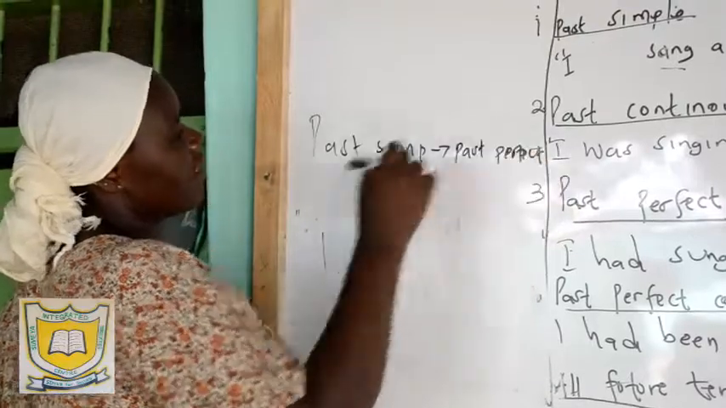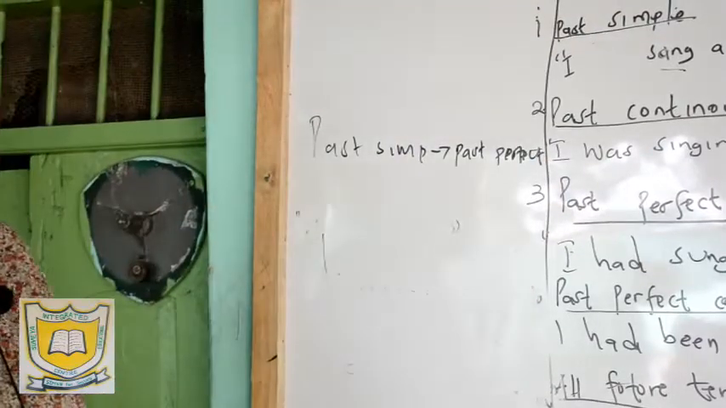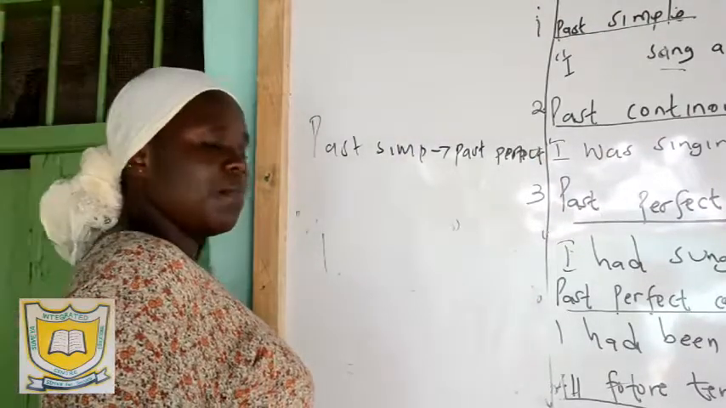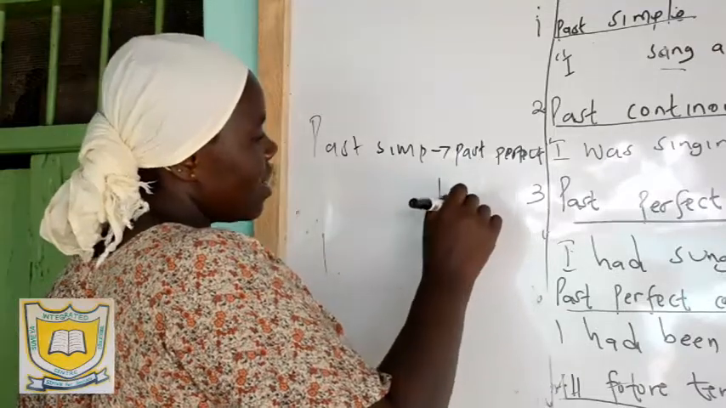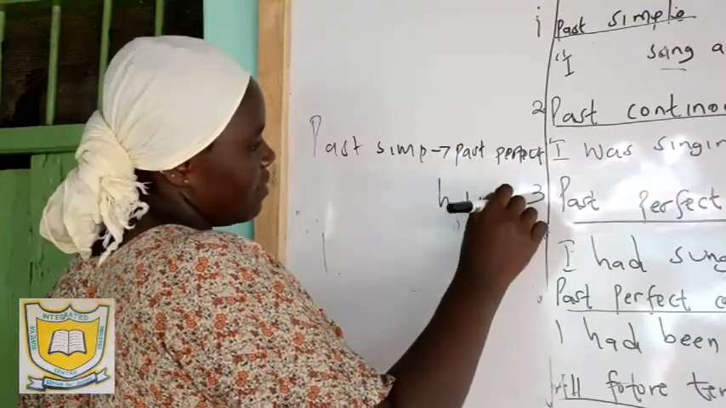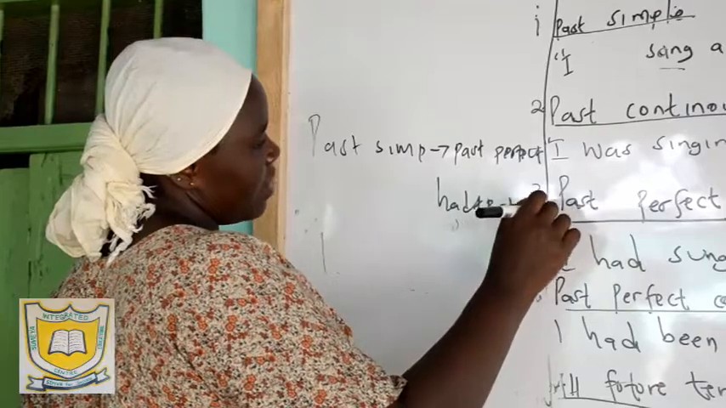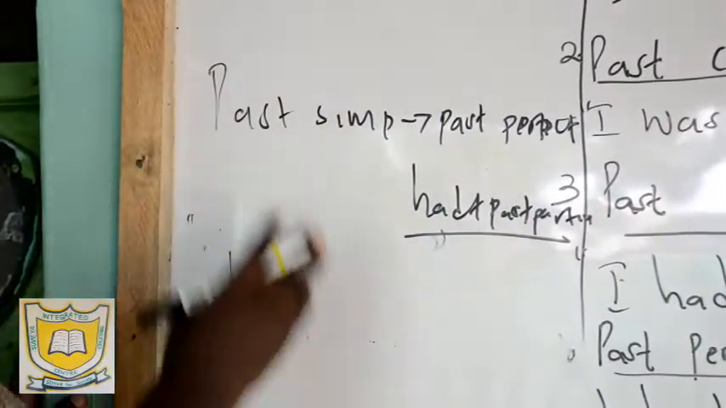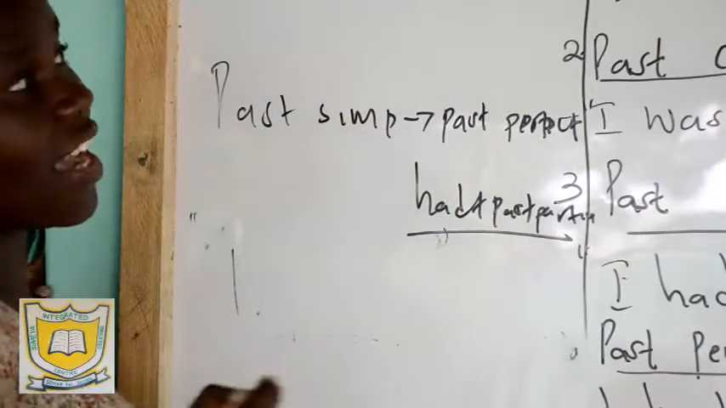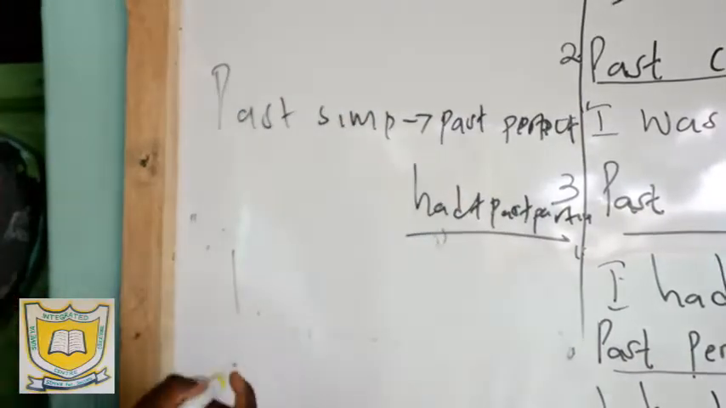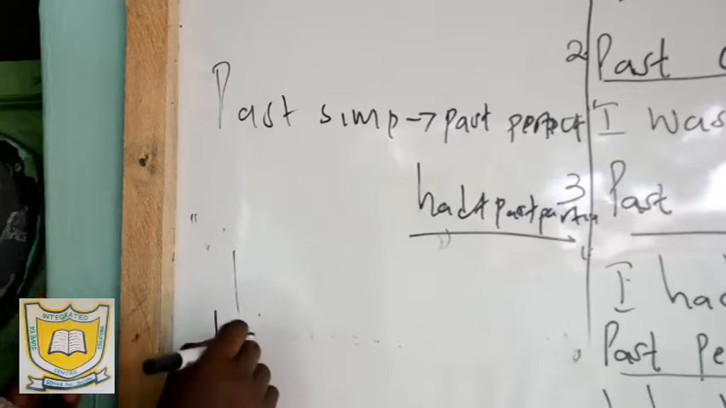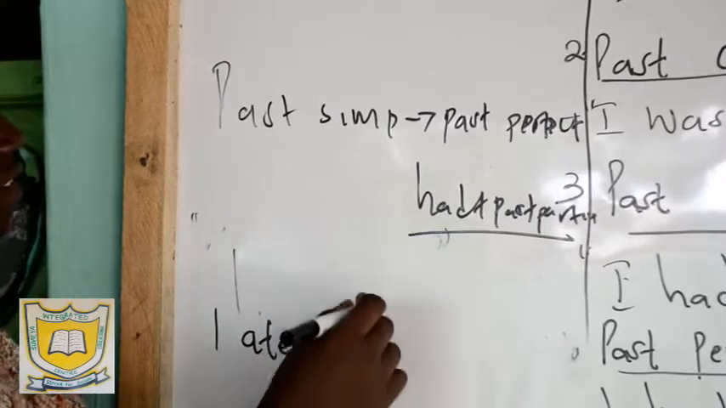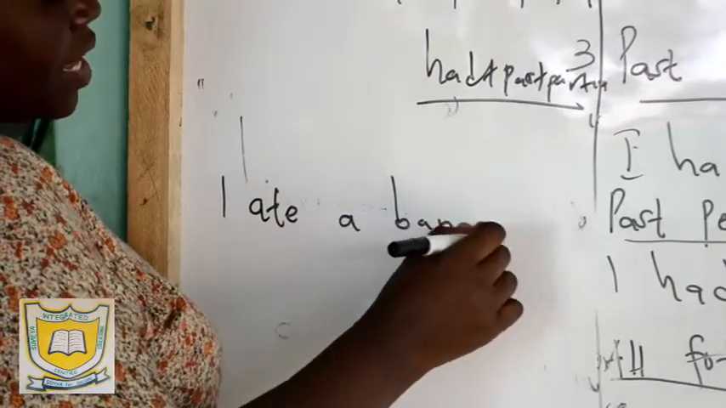And then you can ask yourself, how do I form the past perfect tense? You form the past perfect tense by use of had plus a past participle. So in my sentence I have I sang a song. Or I can say I ate. Or I can say I ate a banana.